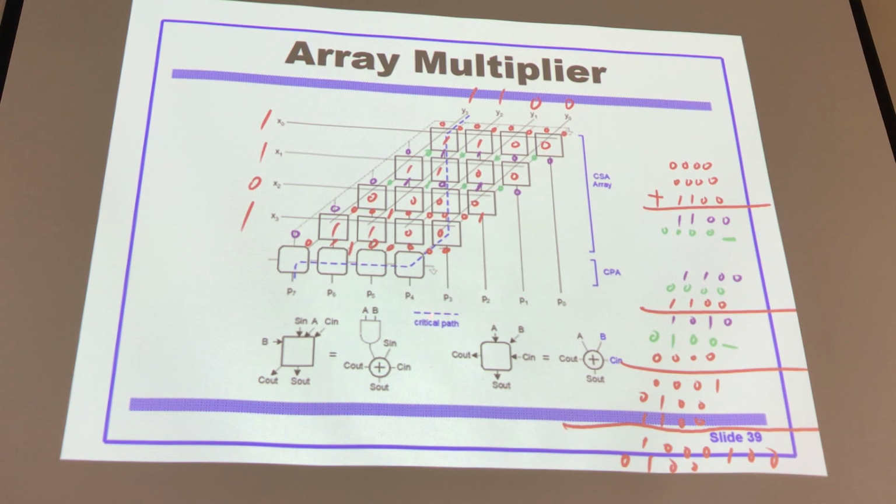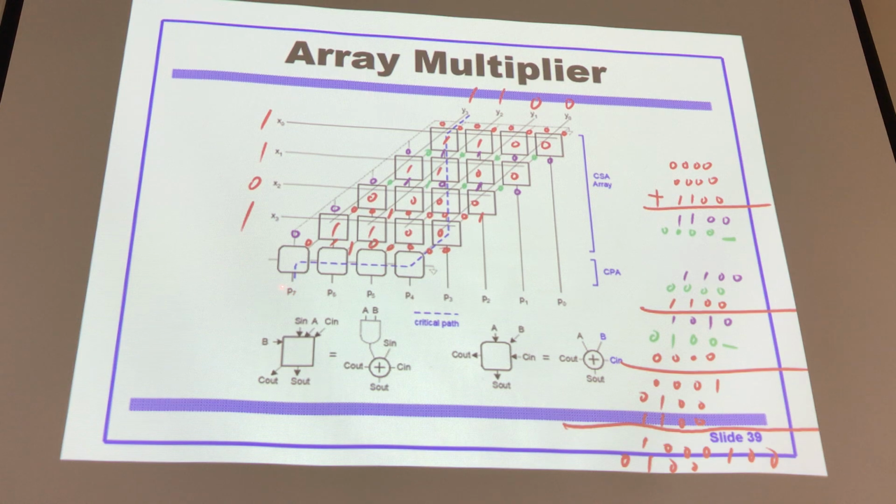And by the way, here we have a critical path. If you look at the figure here, where is the critical path? Critical path means where is the longest delay of the circuit. We have to consider that because that decides our circuit speed. Why? What is the path for the critical path? We know that here we have propagation delay, right? That's the last bit you produce in the end.